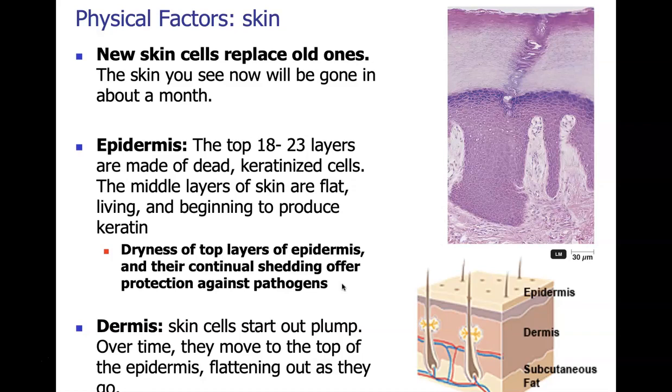The epidermis is the top 18 or 23 layers of cells. And it's made of dead keratinized cells. The middle layers of skin are flat, living, and begin to produce keratin. And the dryness of the top layers of the epidermis and our continual shedding offers protection, okay? Because you can slough off those external layers of cells and prevent things from getting into your body. So that's the epidermis on top of the dermis. These are the skin cells that start out plump. And over time, they move to the top of the epidermis and flatten out as they go. So your skin is growing and pushing up from the dermis to the epidermis. And eventually the surface cells are dying to produce this layer of dead keratinized cells.